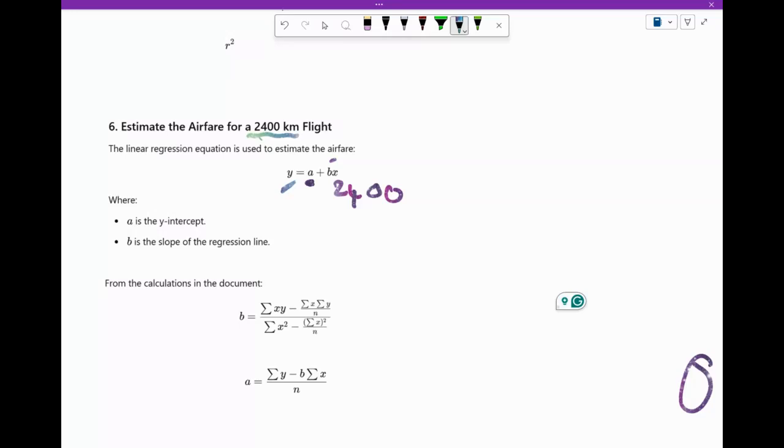Yes, B is the gradient. It's the slope of the regression line. Here you can see they say B is the slope of the regression line, and A is the y-intercept. In this case, yes, it is positive actually, because remember, the line is sloping to the right, 100%.